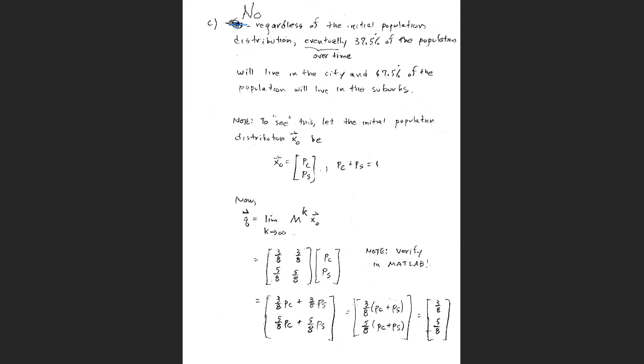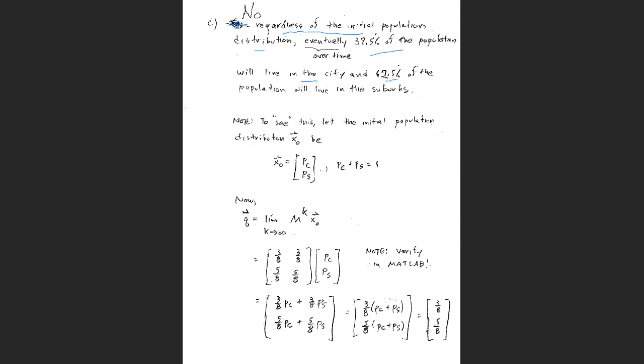Regardless of the initial population distribution, Matthew's right. The answer is no, and I appreciate all you smart people offering answers. I think it's good to offer an answer during class, to share your thinking. Regardless of the initial population distribution, eventually 37.5% of the population will live in the city. That should be 62.5%, not 60. Hold on, I got another typo here. 62.5% will live in the suburbs.